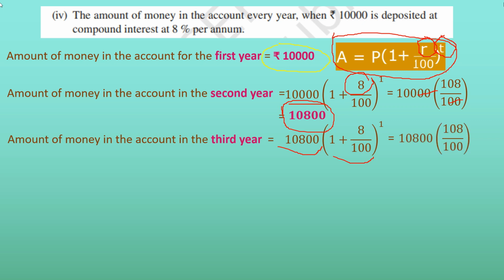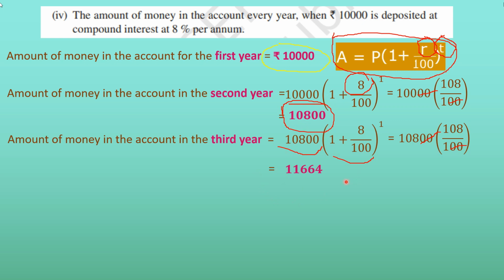And now again, you can cancel out the zeros, and once you cancel them out, you're left with 108 into 108, right? And 108 into 108 is 11,664. So the amount of money present in the account for the third year would be 11,664. Now we have the amount for the first year, 10,000, for the second year, 10,800, and for the third year, 11,664.